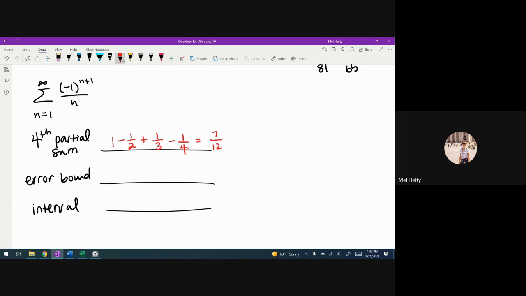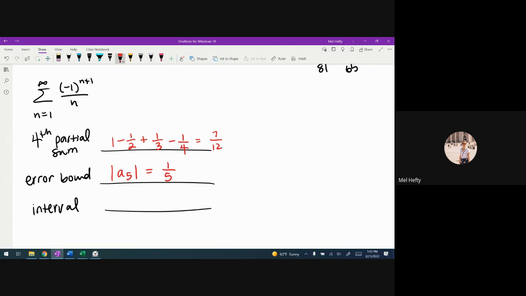Yeah, so our error bound is the next truncated term, absolute value. So our fifth term here, which is 1/5. You could just write 1/5. That's perfectly fine. Yeah, she's got it. So if I ask for the 99th partial sum, the error bound would be the 100th term. Wow. All right. Let's talk about the interval.